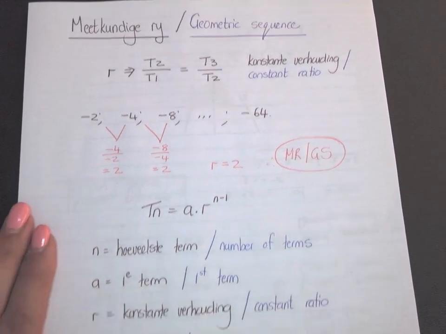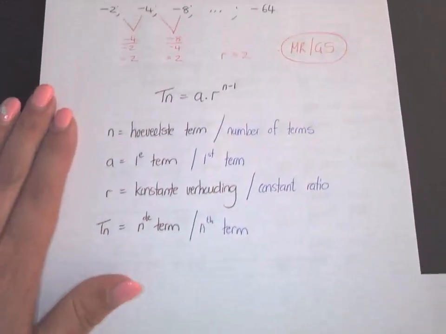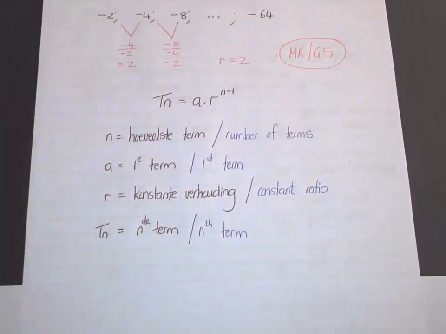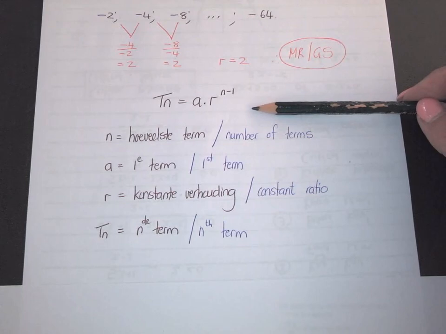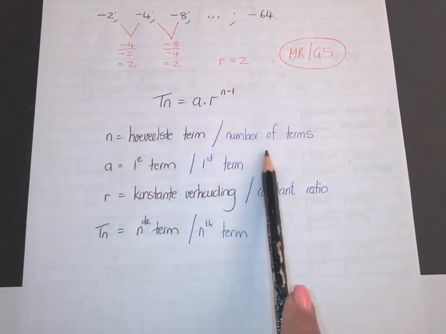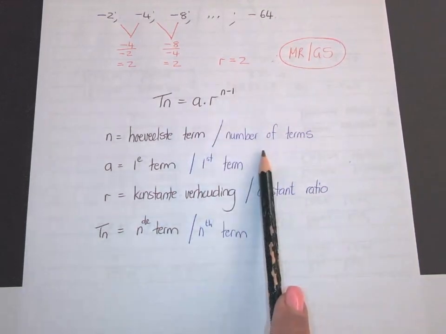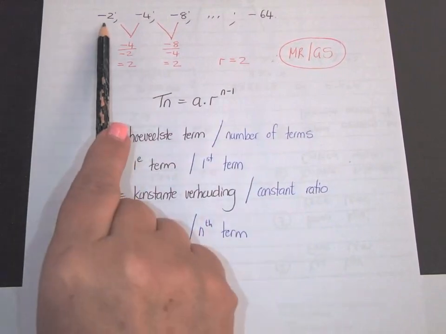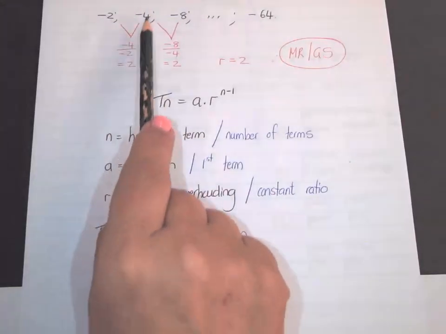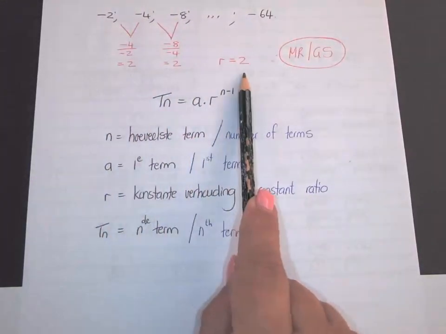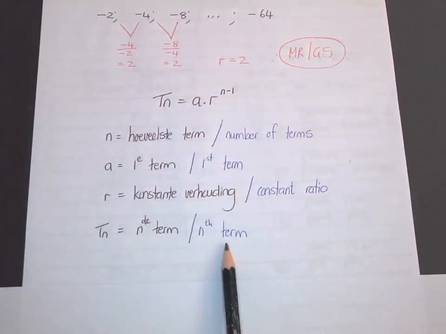Now I quickly want to go through the terminology. The general term has a formula of Tn equals a times r to the power of n minus 1. The n is the number of terms. The a is your first term. r is your constant ratio when you divide. And Tn is your nth term. Okay, I think that's all on your papers.